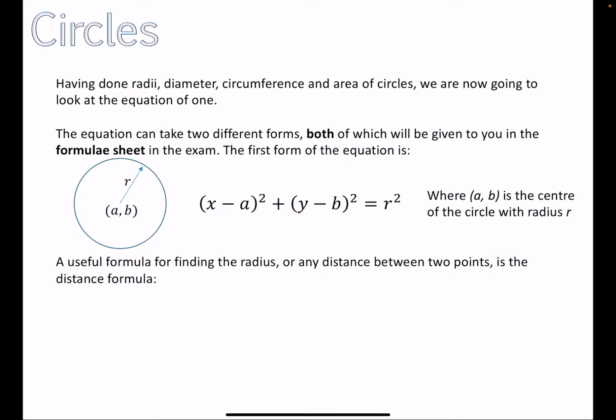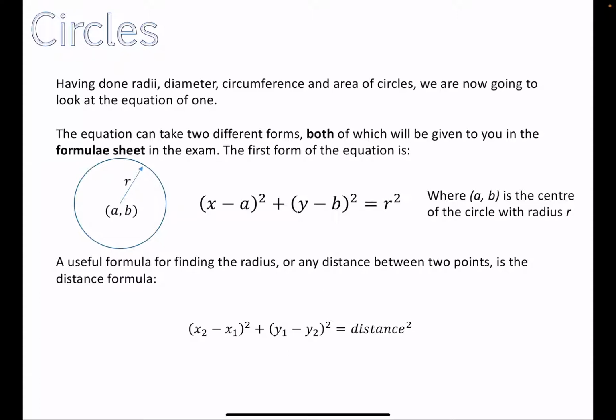Okay, so a useful formula for finding the radius or any distance between 2 points. So this is just a whole separate formula entirely, but it links very closely to this formula. Okay, and it will give the distance between any 2 points. Namely, if we wanted it, the radius, the center, and a point on the edge of the circle. And that's x2 minus x1, okay, squared plus y2 minus y1, that should actually be squared, equal to the distance squared.